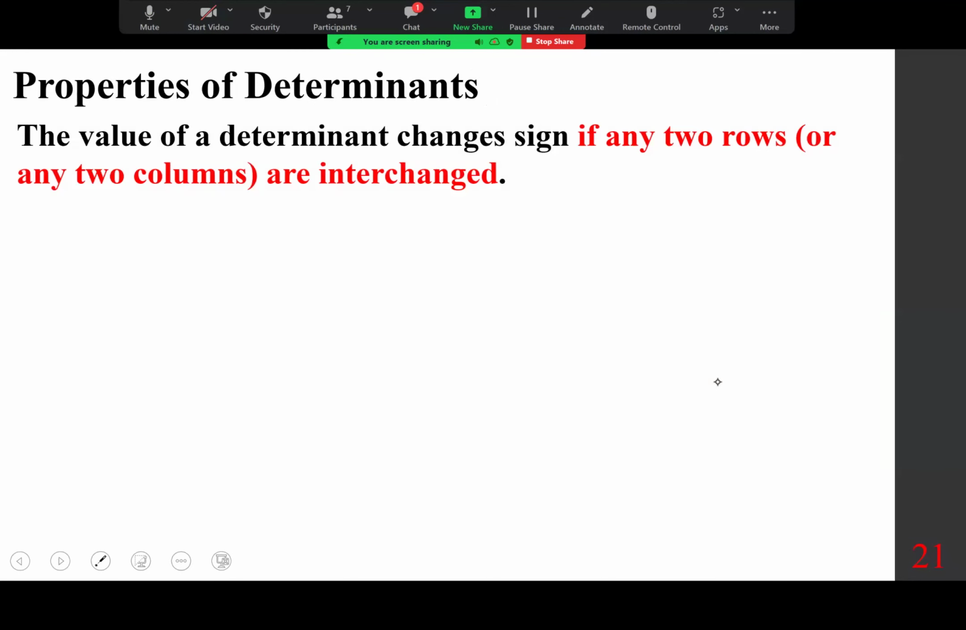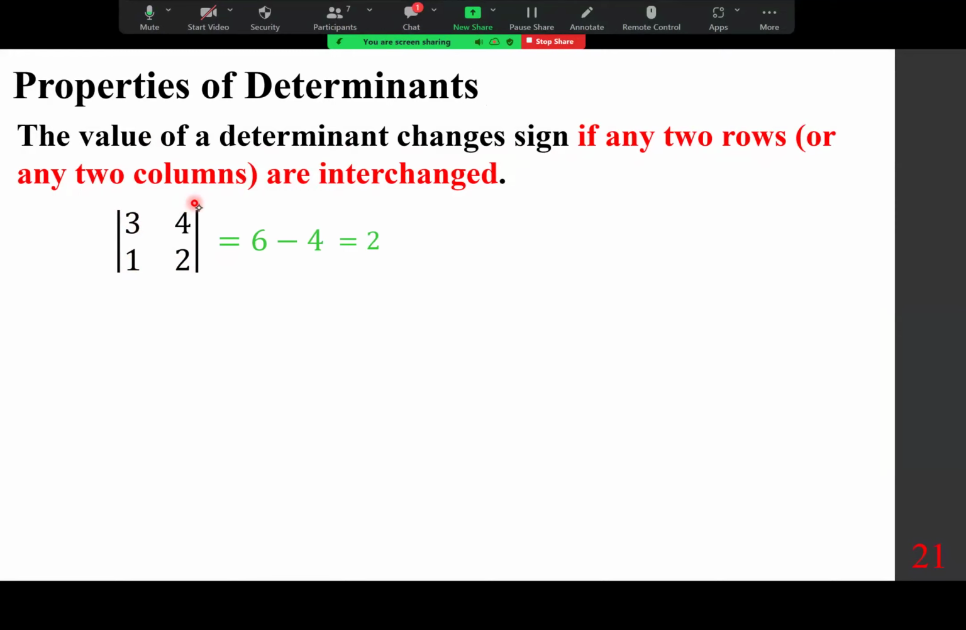Now, let's discuss some properties of determinants because it's going to help evaluate them if you're doing it by hand. The value of a determinant changes sign if any two rows or any two columns are interchanged. So for example, we've done this before, but this is 3 times 2 minus 1 times 4, or 2.